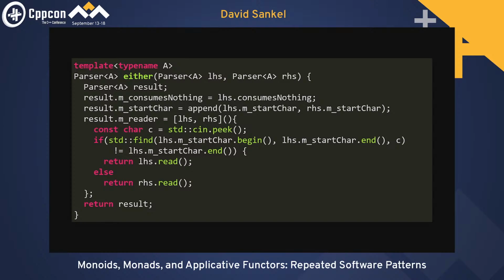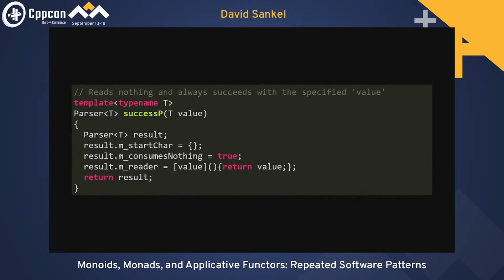What about pure? Here we need to be able to create a parser t out of a value t. Pure in this case would be a way for us to just say it always succeeds, so consumes nothing is true, and produces this particular value that you pass into the success p function. Note we didn't call this pure. We called it success p, going back to the idea that you want to make sure that you provide vocabulary naming that makes sense for your domain, even though you happen to be pure under the hood, using these category theoretic concepts.